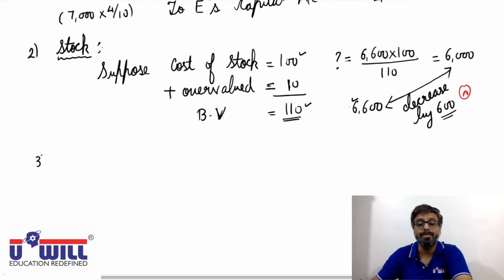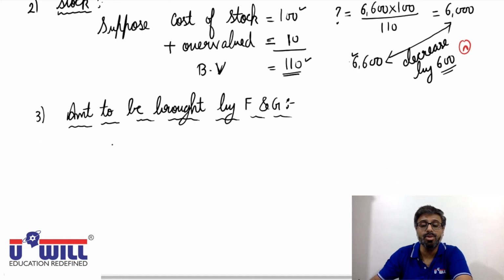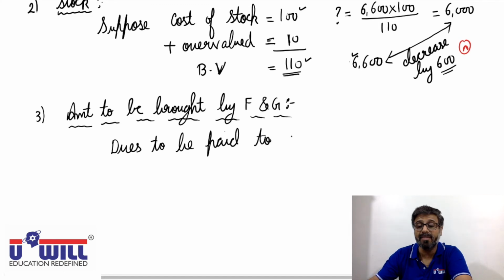First of all, what are we finding in this working? We are finding the amount to be brought by F and G. Okay, what we are finding in this working is amount to be brought by F and G. Now, how to get that amount? First of all, what are the dues to be paid to E? 5,000. Okay, what amount do we have to pay to E? 5,000.